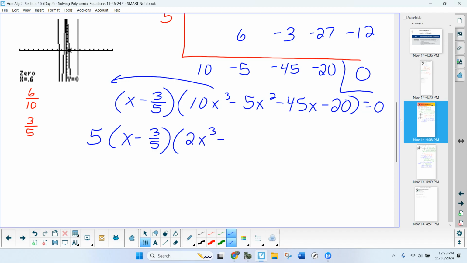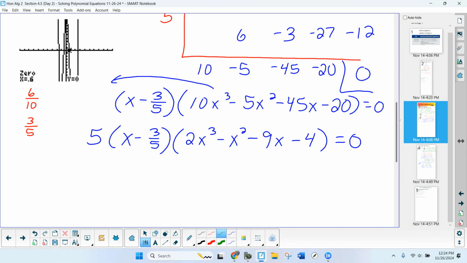2x cubed minus x squared minus 9x minus 4. Okay, I'm looking at that. I have 4 terms. Is there any way we can factor it? I always like to try to factor it. Can I factor it? No. So what do we do? Well, guys, we have another rational 0 here.